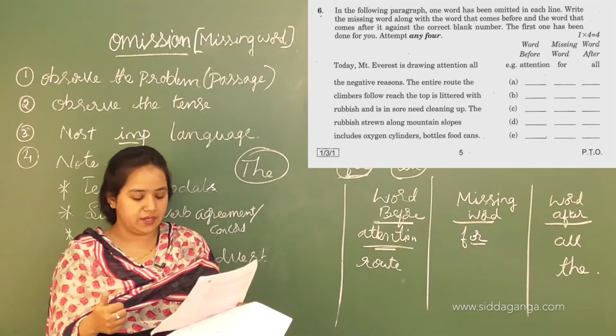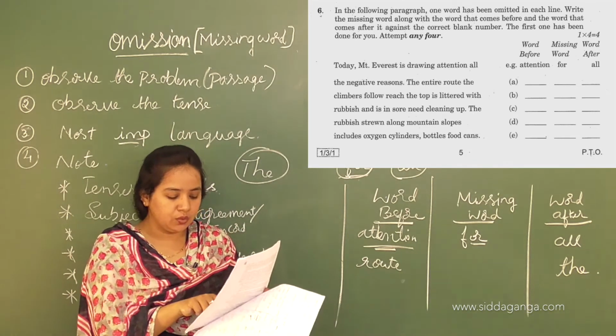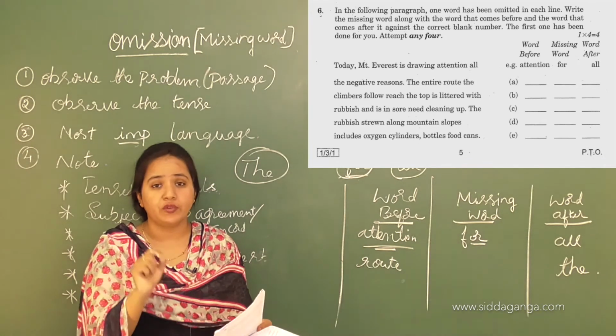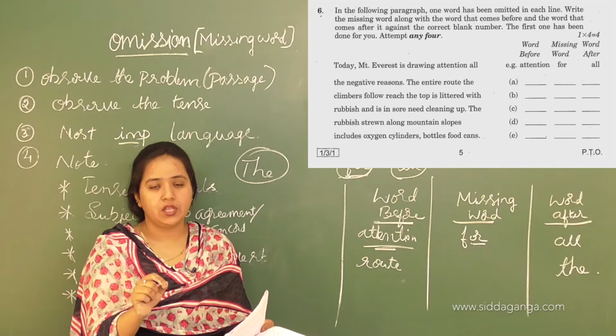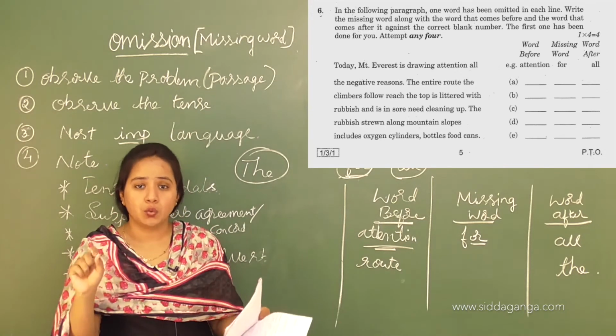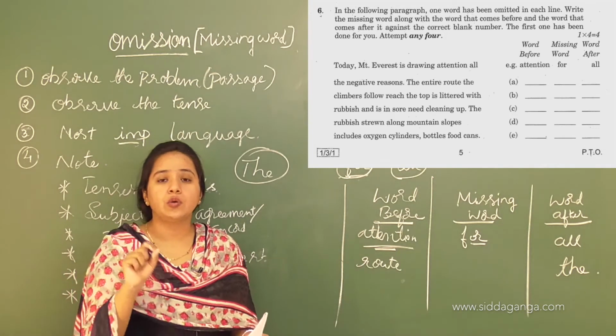Okay, so that is giving here, meaning that entire route. So route, after that, what is the word that is missed? That is "of", that is a preposition. Okay, so it is the position, meaning what? The position: the entire route of the climbers follow, reach.